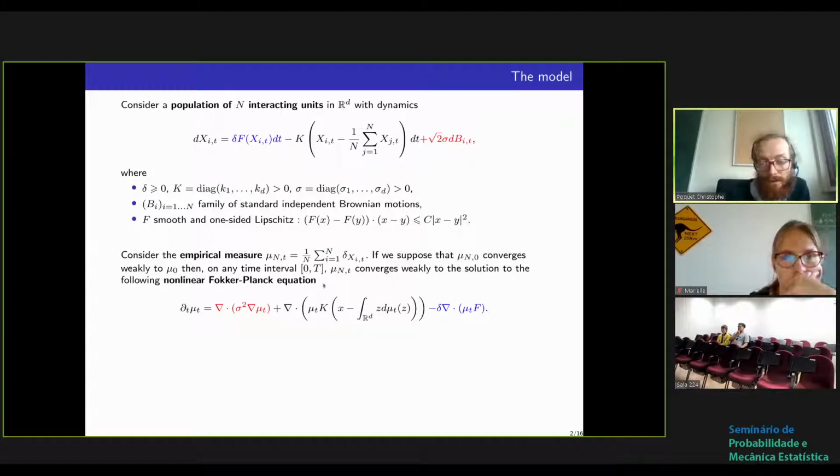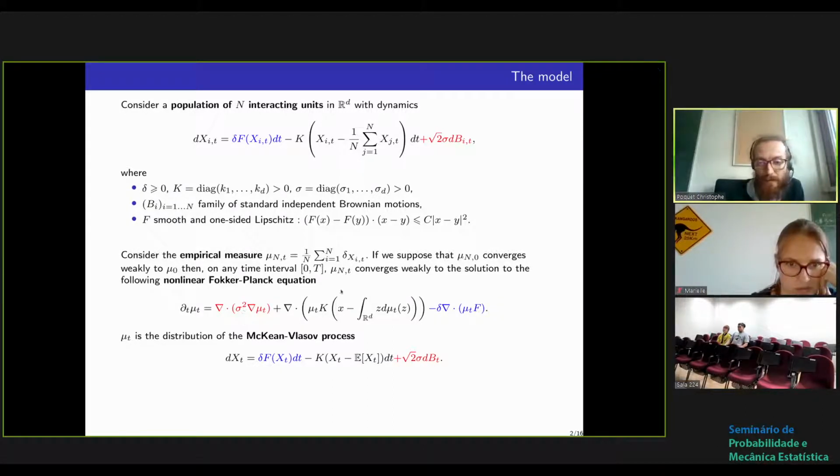Why do I say it's nonlinear? Simply because you see mu_t here and you see it again here. The other terms are linear. But again, at the beginning, you compare x_i to the empirical mean of the particles or the units. At the limit, you get x minus the integral of z against mu_t. So if you're looking at the limit for N going to infinity, and you're looking at the empirical measure, you get some nonlinear PDE.